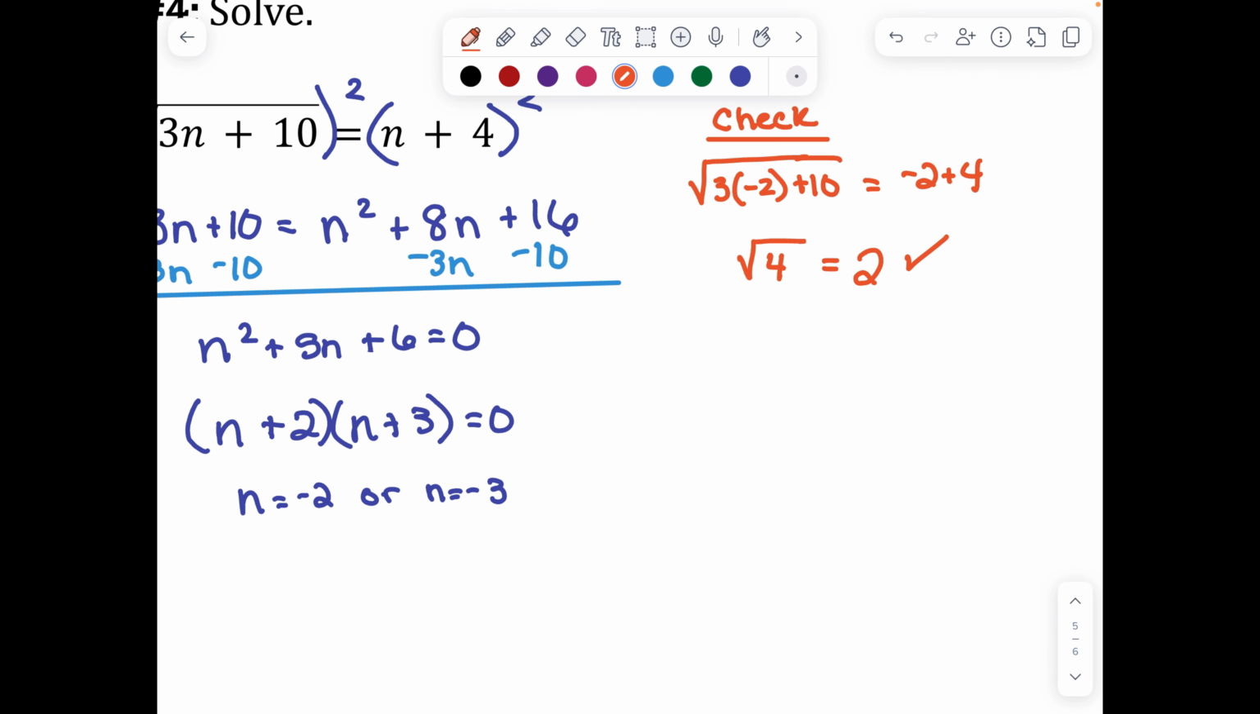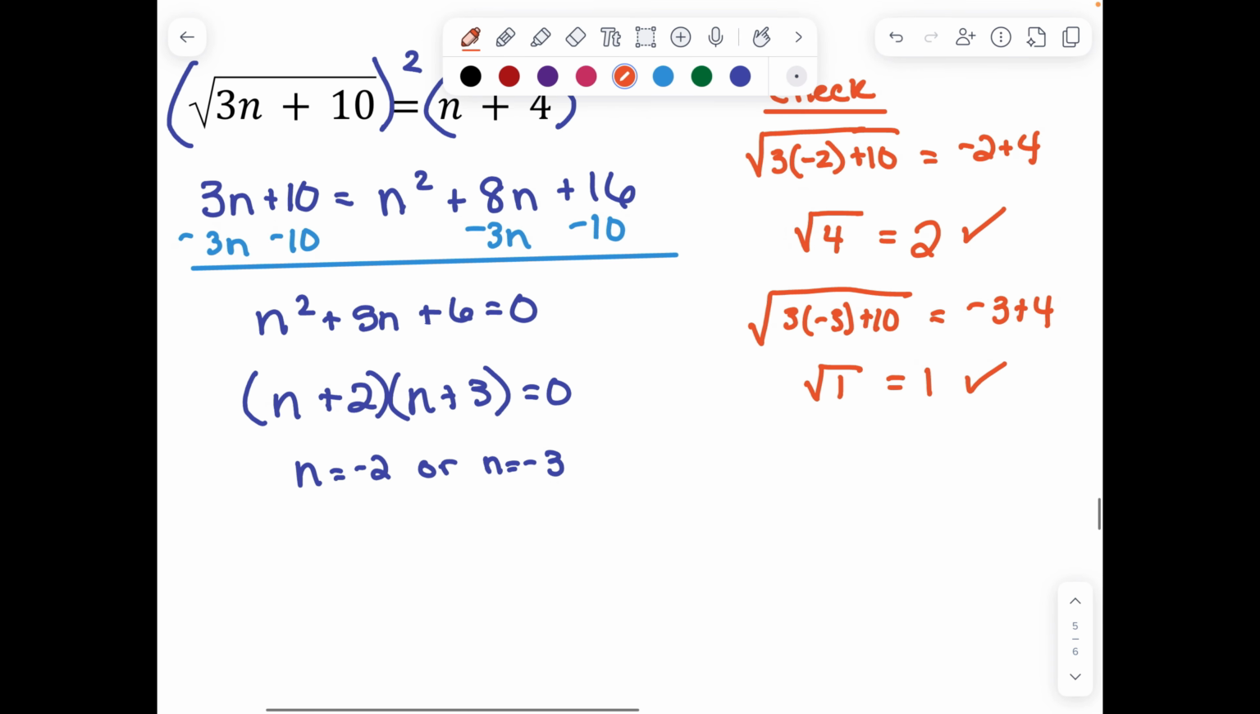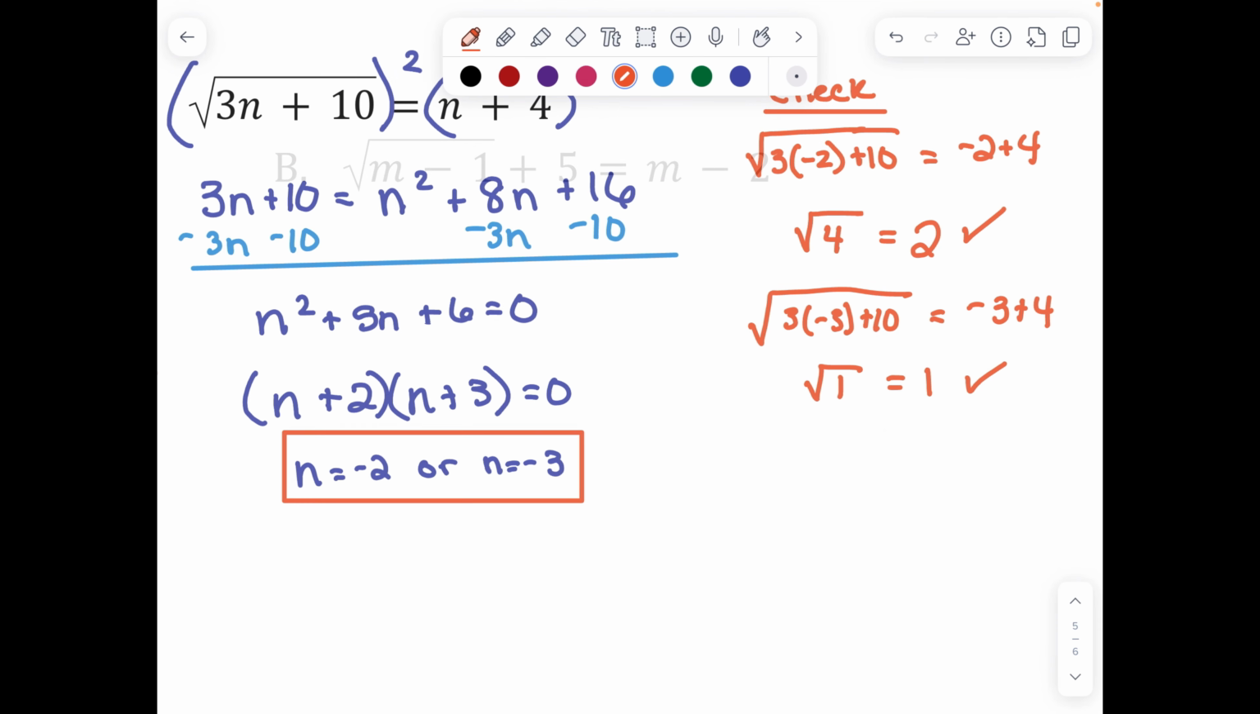Now we'll go ahead and check our negative 3. So I have the square root of 3 times negative 3 plus 10 equals negative 3 plus 4. So I have negative 9 plus 10, which gives me the square root of 1. Is the square root of 1 equal to 1? Yes. So both negative 2 and negative 3 are solutions.